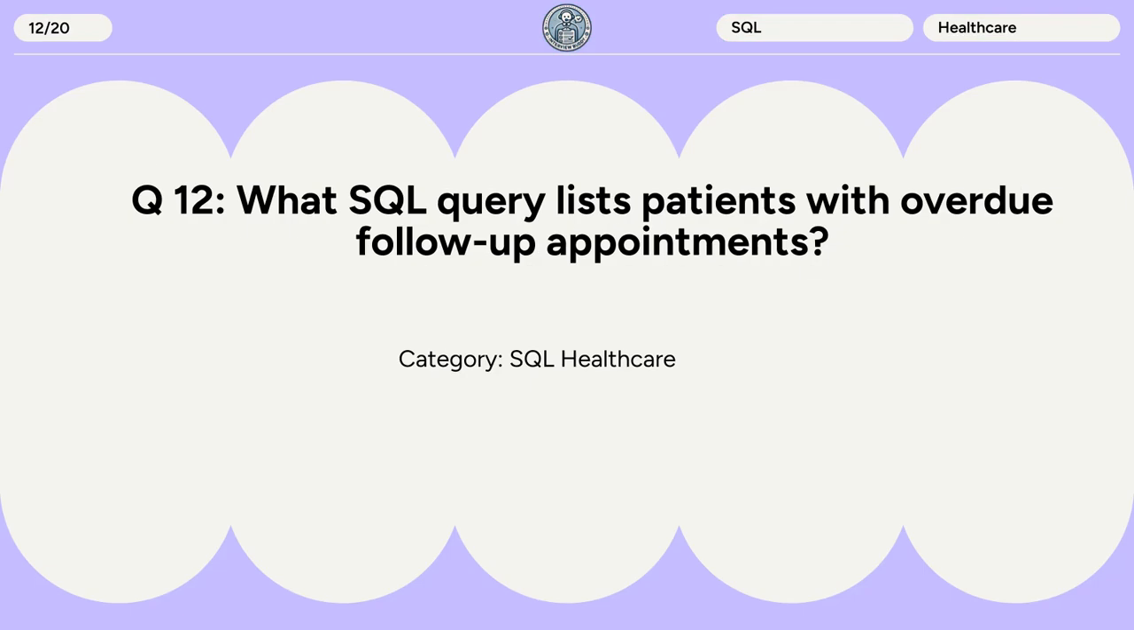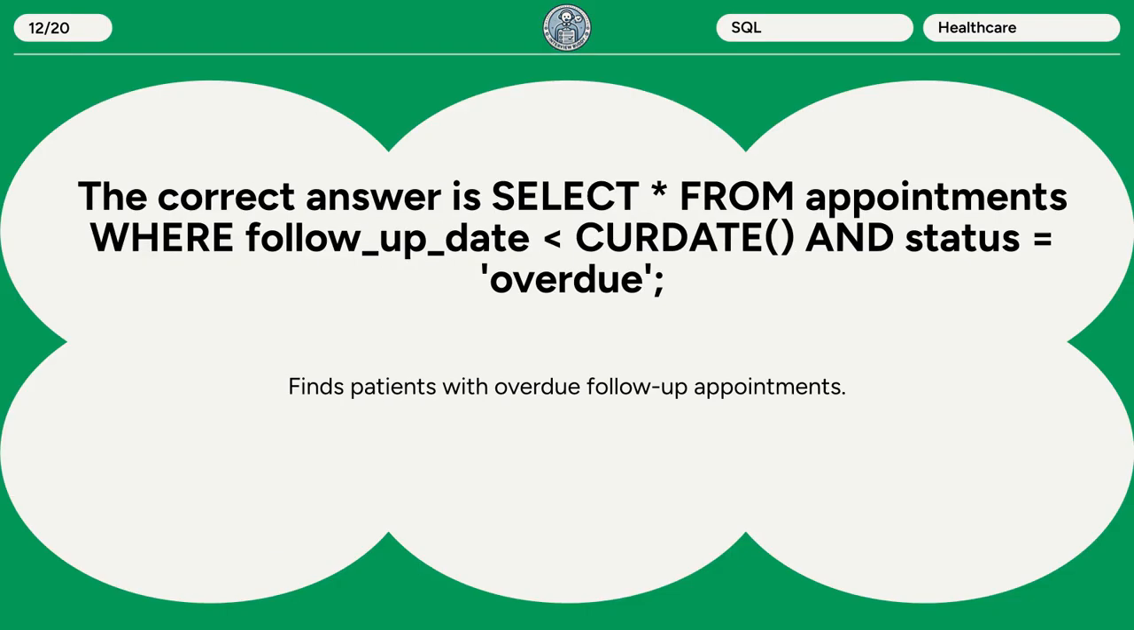Question 12. What SQL query lists patients with overdue follow-up appointments? The correct answer is: SELECT * FROM appointments WHERE follow_up_date < CURDATE() AND status = 'overdue'. Finds patients with overdue follow-up appointments.